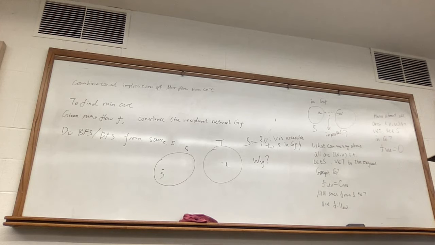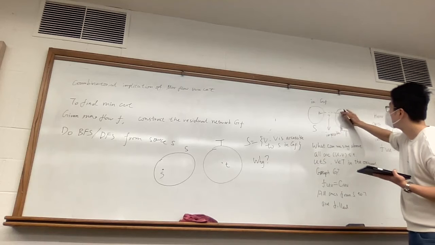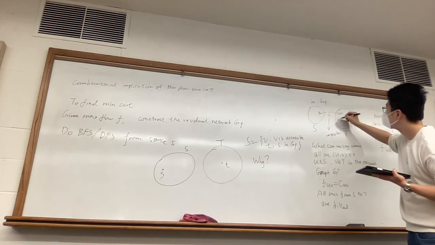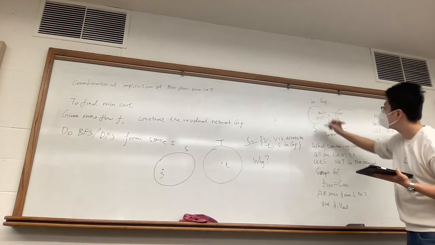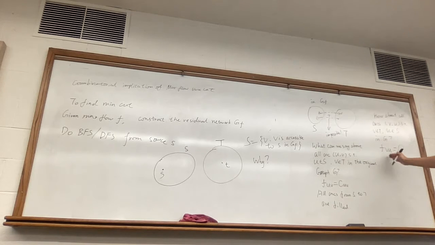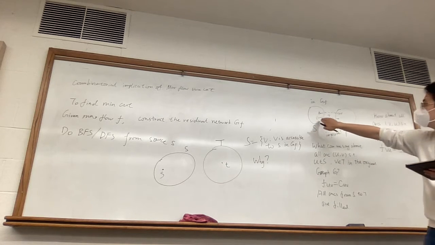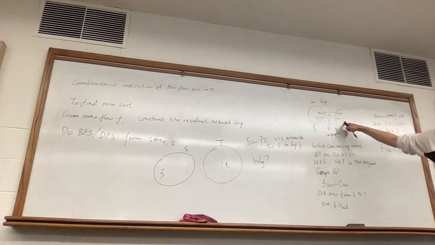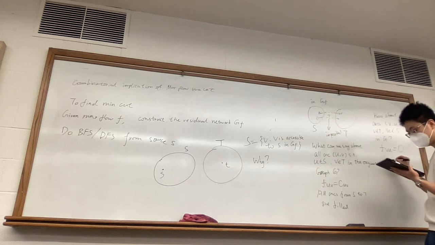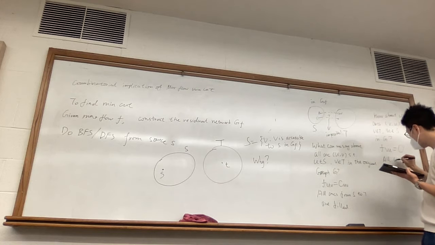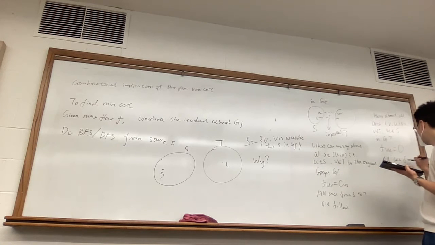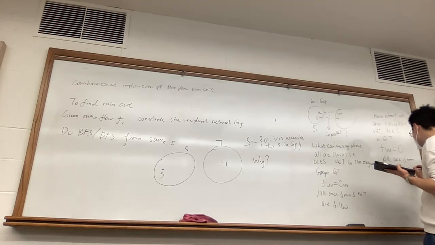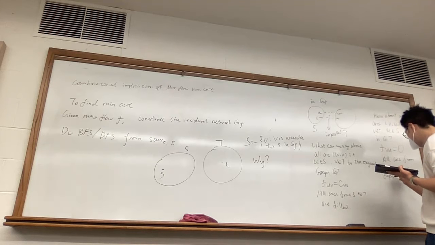Why? Because if there exists a flow on VU, now suppose we have some V here and U here, then in the residual network there exists an arc from S to T, which is impossible, right? I've already claimed this here. So F on VU must be 0. This is the second claim: all arcs from T to S are empty.